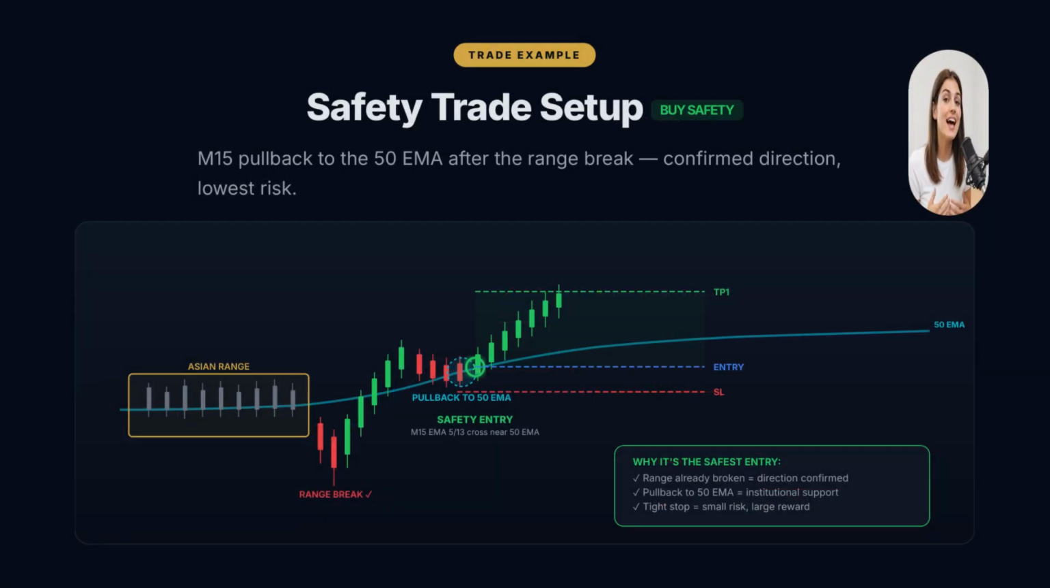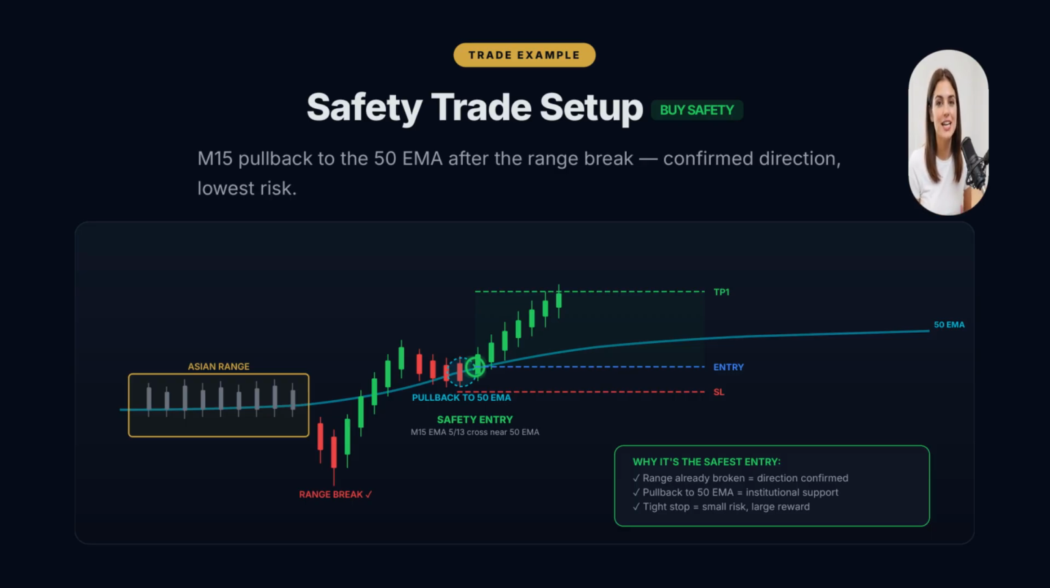The safety trade is the highest probability entry. Price has already broken the Asian range, confirming manipulation happened. Then it pulls back to the 50 EMA on M15, the waterline. The EMA 5 crosses 13 again on M15 near the 50. That's your safety entry. The stop hunt already happened, direction is confirmed, and you're entering on a pullback to a key moving average.